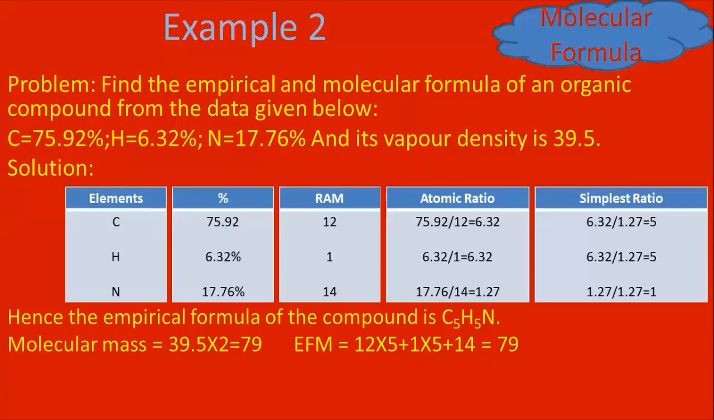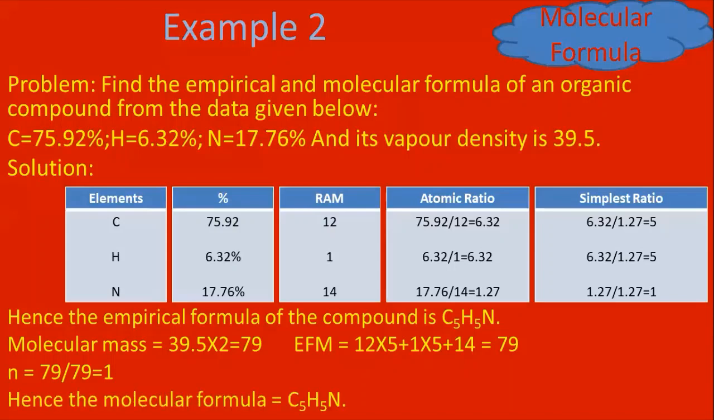Now here n is equal to 79 by 79. You know the formula, molecular mass by empirical formula mass, which is equal to 1. Now the molecular formula will be n into empirical formula, that is 1 into C5H5N, which is the same. Empirical formula and the molecular formula are the same. Hence the molecular formula for the compound is C5H5N.